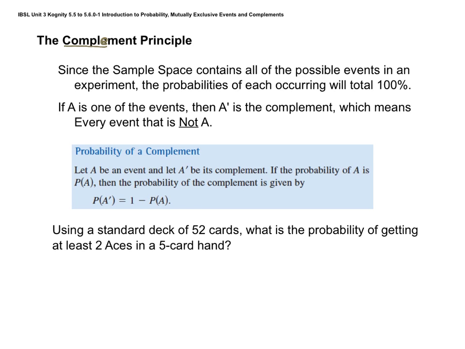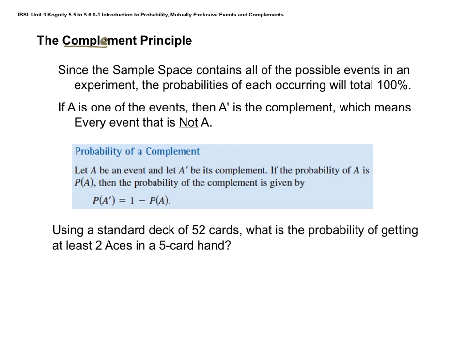The idea here is that since the sample space contains all of the possible outcomes, if you add up the probability of each of those outcomes, you should get 100%, or 1. Now, we can view this one of two ways. We can look at all the separate ones individually and add them up and get 1, or when we're talking about the complement of an event, we're talking about everything except for that one event happening.